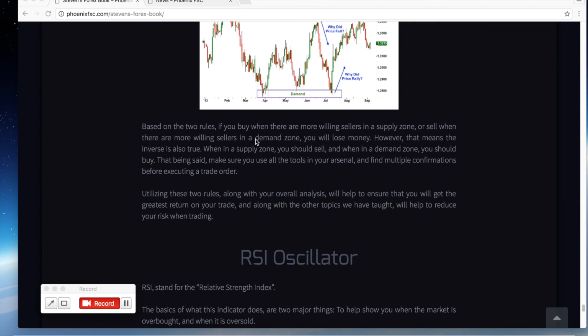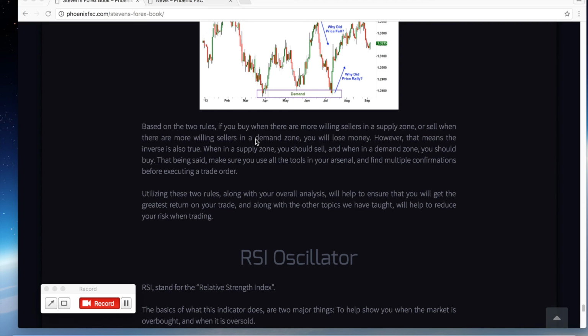So based on these two rules, if you buy when there are more willing sellers in a supply zone or sell when there are more willing sellers in a demand zone, you're going to lose money. Don't do this. Do not do that. However, that means the inverse is also true. When in a supply zone, you should sell, and when in a demand zone, you should buy.